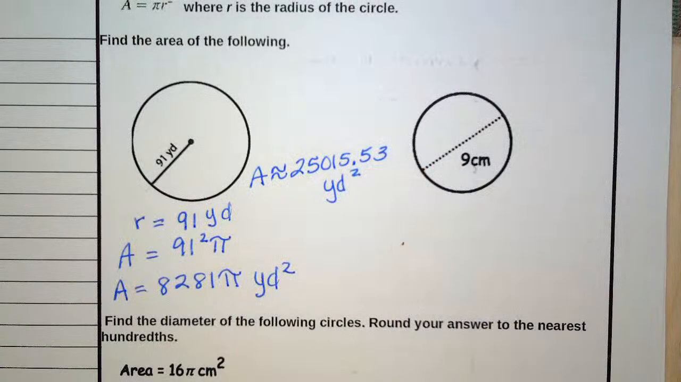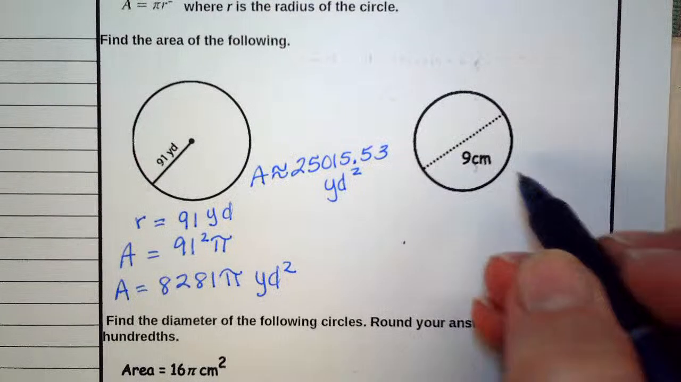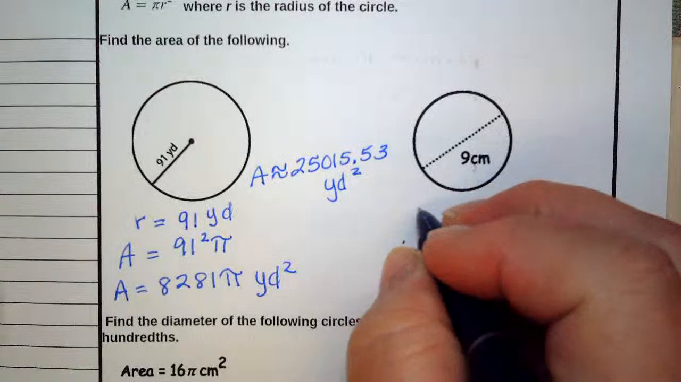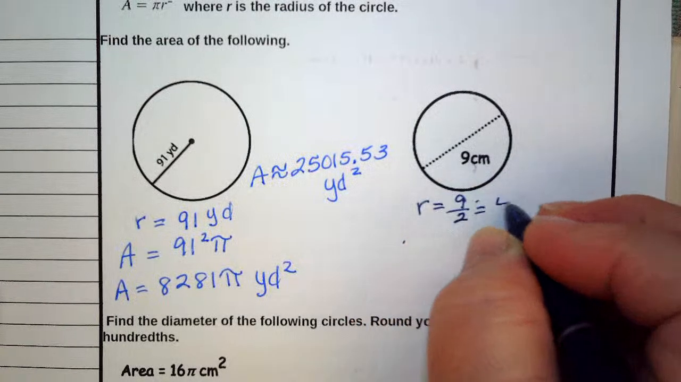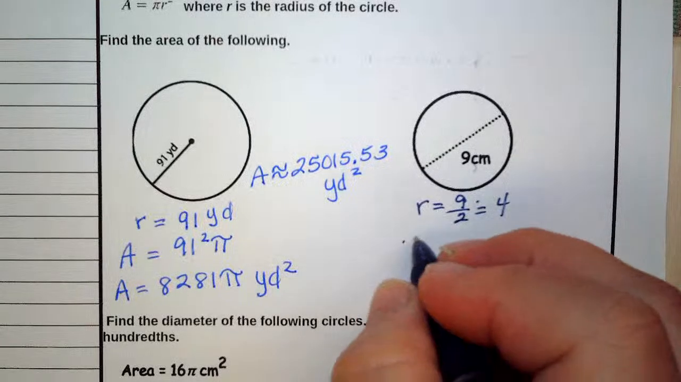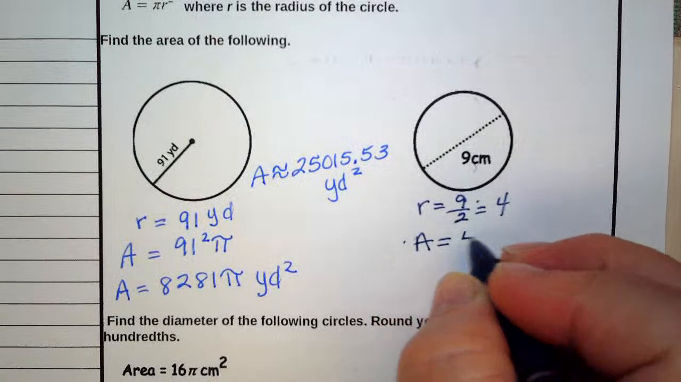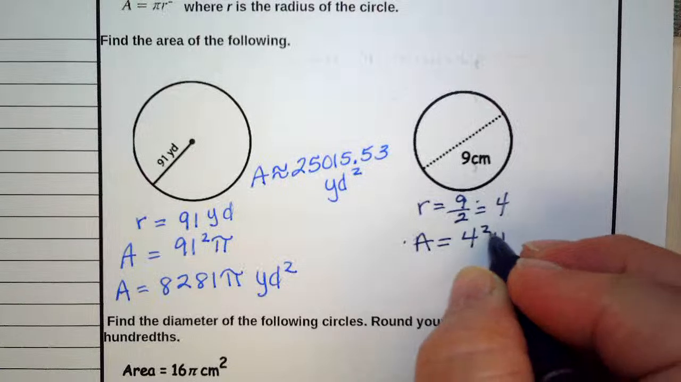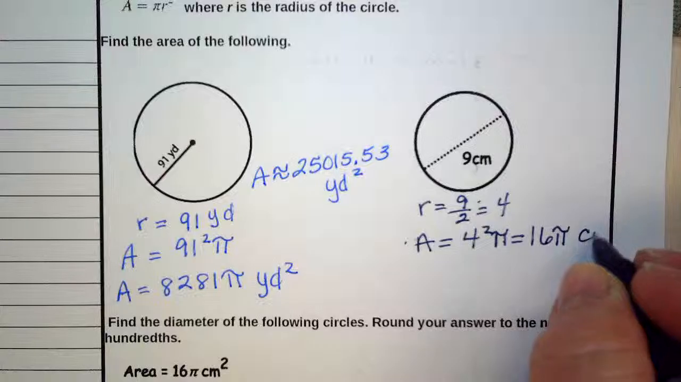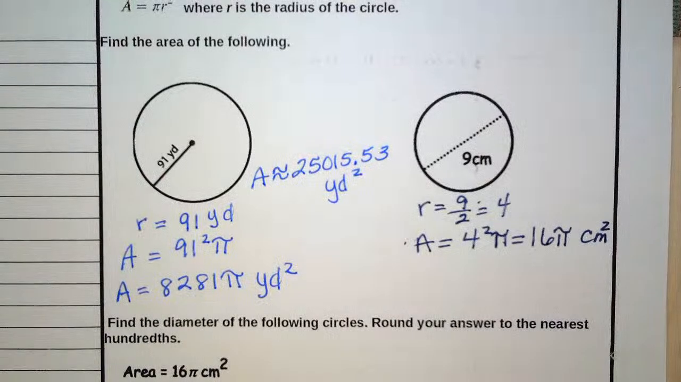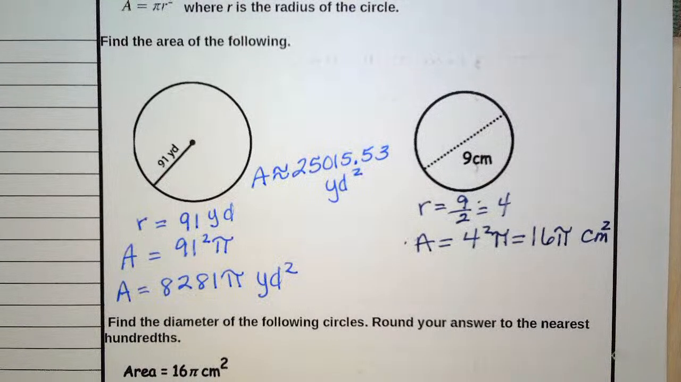Okay, for the next one, what is our radius? Well, we don't know the radius, but we do have the diameter. The diameter is 2 times the radius. So my radius would be 9 divided by 2, which gives me 4.5. My area will be 4.5 squared pi, which is 20.25 pi centimeters squared. You notice since it's area, it's in units squared. Your circumference and perimeters are always in straight units.